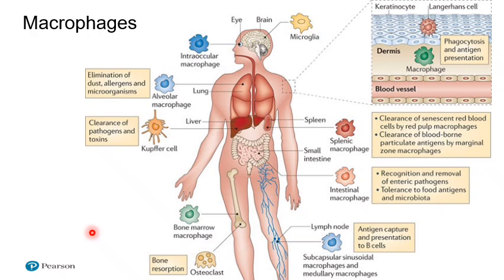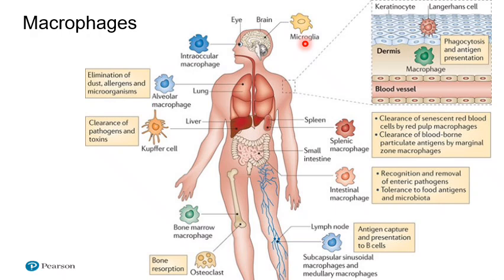For instance, you have the Kupffer cells. First of all, let's take a look at the free macrophages. The free macrophages wander through tissue spaces. This will be your alveolar macrophages. Then you have your fixed macrophages. These are permanent residents of some organs. For instance, you have your Kupffer cells, which are residents of the liver. You have the alveolar macrophage, which is a resident of your lungs. The intraocular macrophage is a resident of the eye.